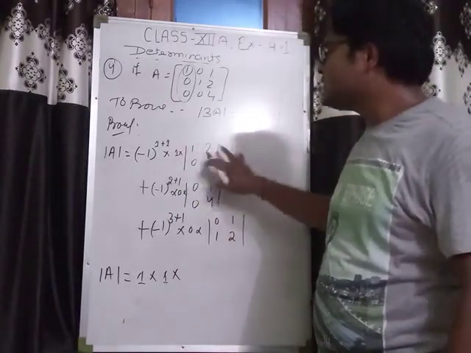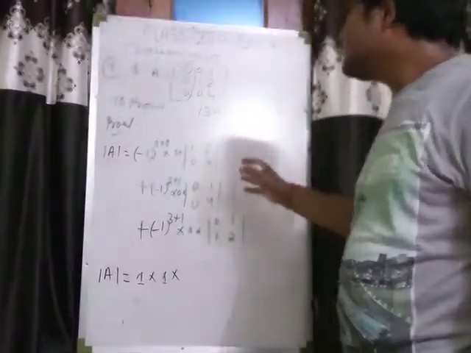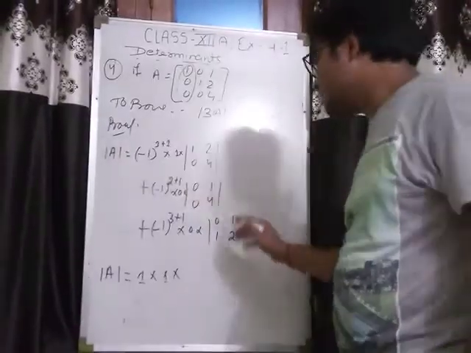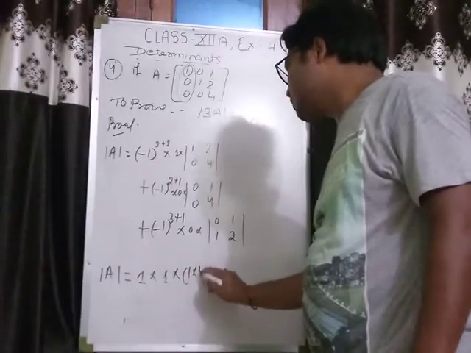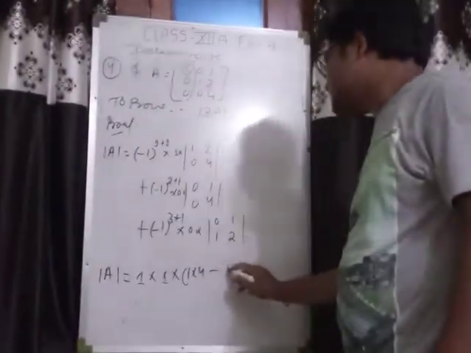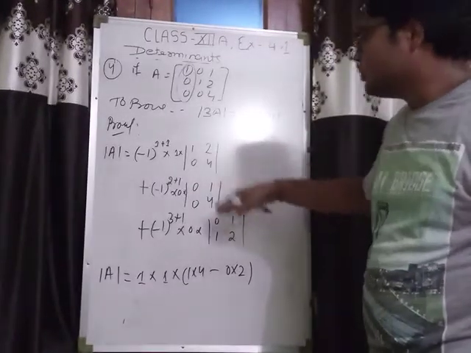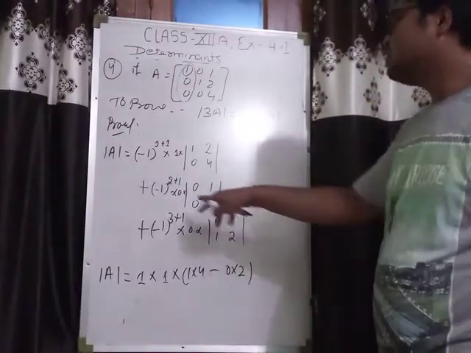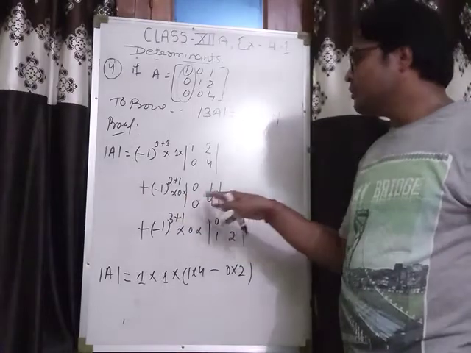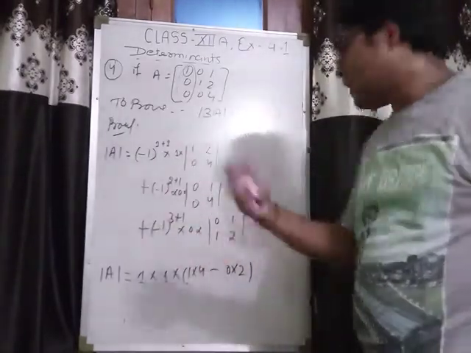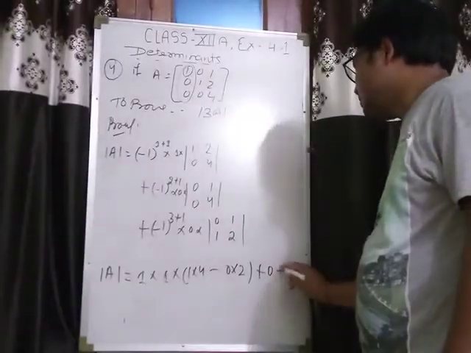See, this is a matrix of order 2 by 2, we can easily find out its determinant: multiply its diagonal entries, that is 1 into 4, minus off-diagonal entries, that is 0 into 2. Now you can see in these two terms 0 is present, so whatever this one or this one is multiplied with 0, the answer will be 0, so that will be 0 plus 0.